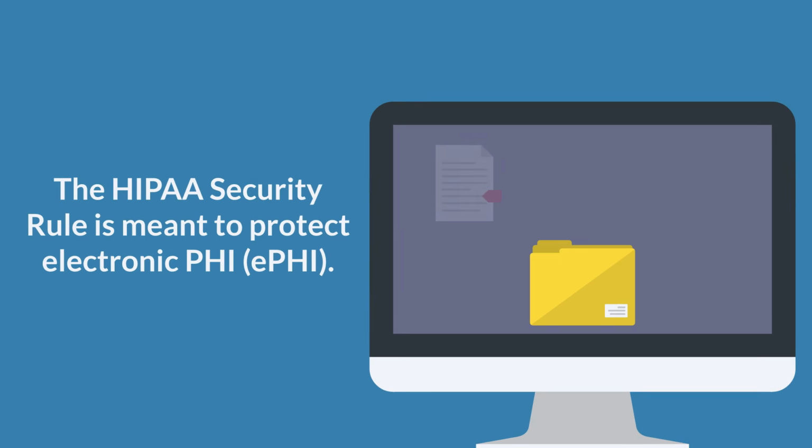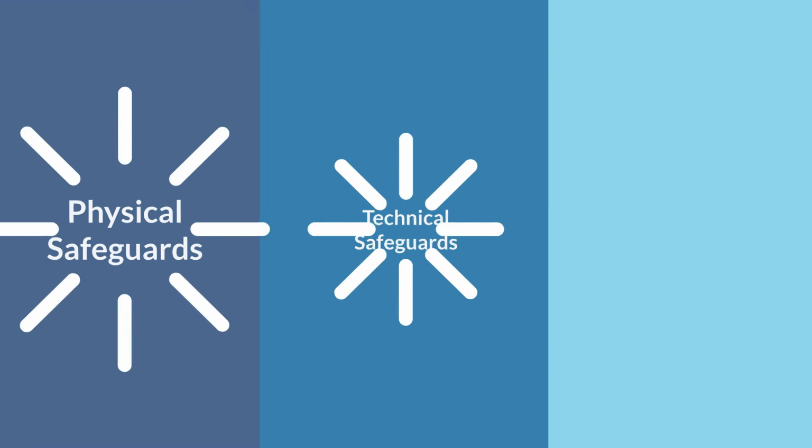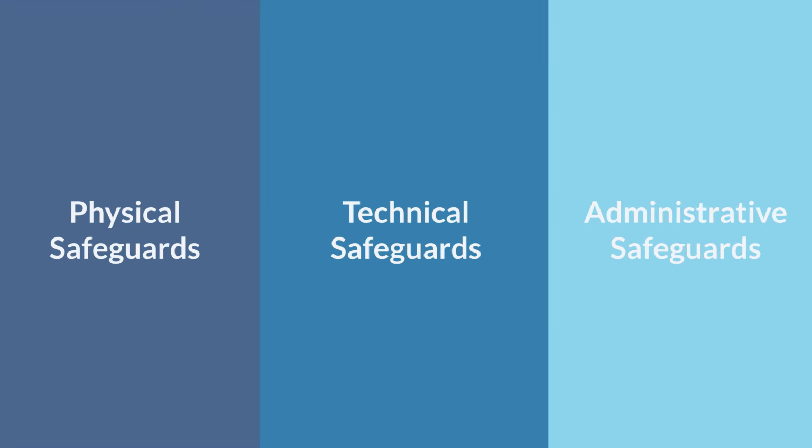The HIPAA security rule is meant to protect electronic PHI, also known as ePHI. The security rule requires appropriate safeguards to be in place to maintain the integrity, availability, and confidentiality of ePHI. Healthcare organizations must implement physical, technical, and administrative safeguards to secure patient information.